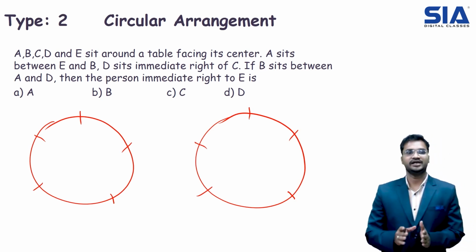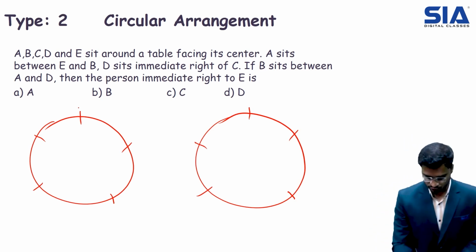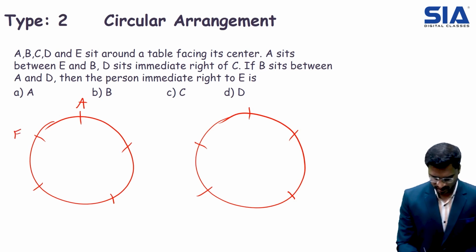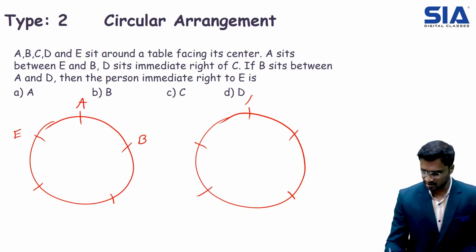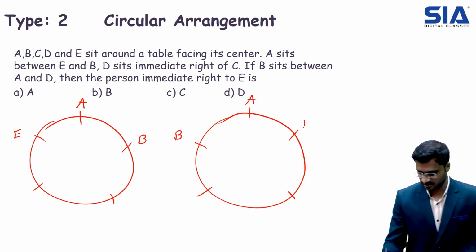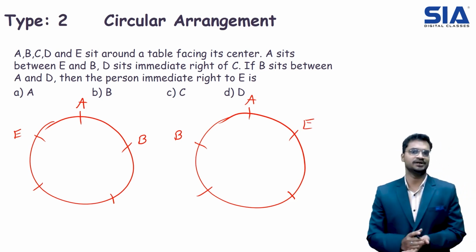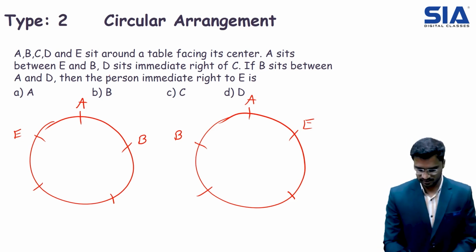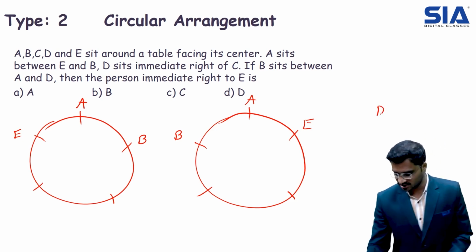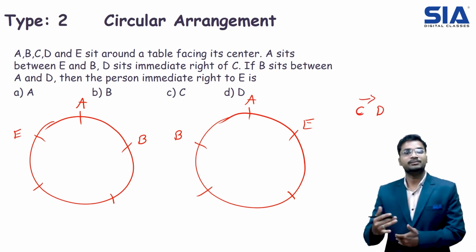Okay. Now A sits between E and B. So A is sitting between E and B, and here also A is sitting between B and E. So in both of these conditions, A is sitting between E and B. Now coming to the second statement, which says D sits immediate right of C. So D is to the immediate right of C.